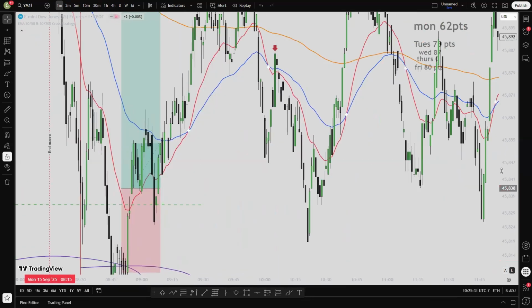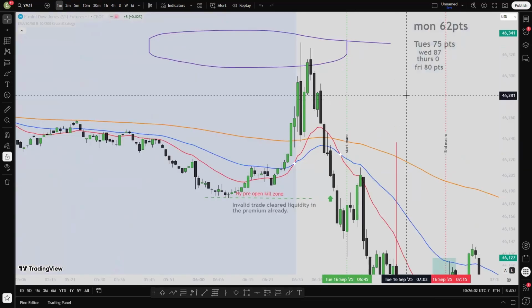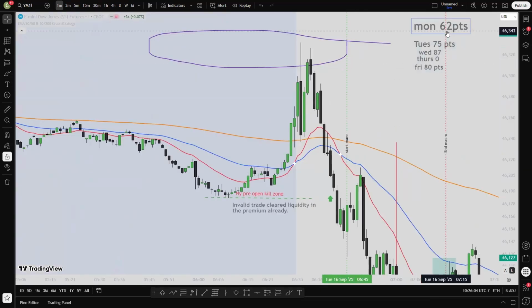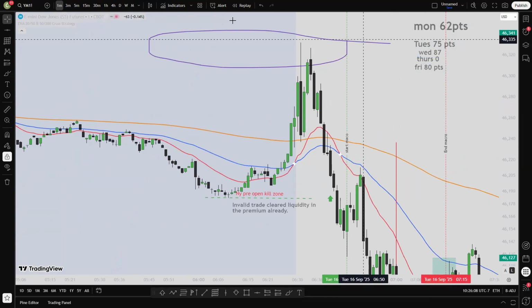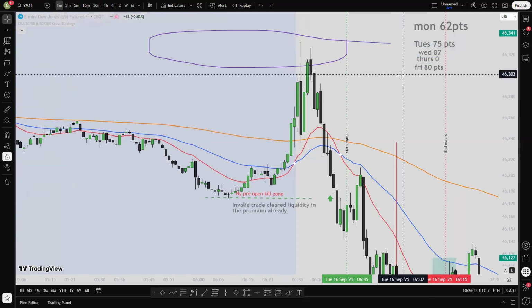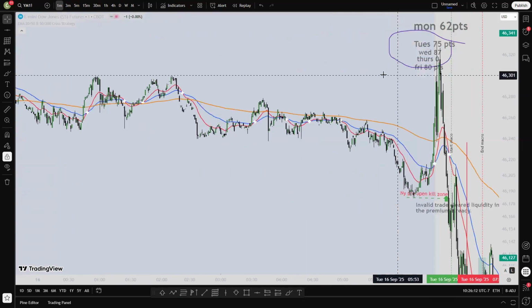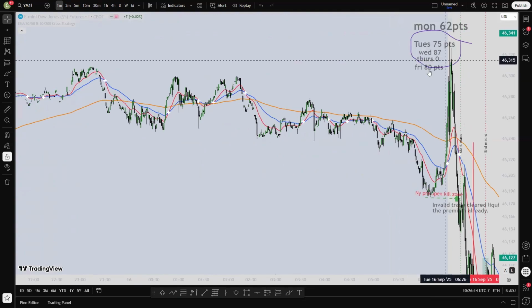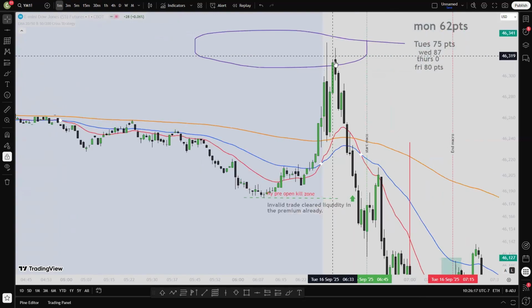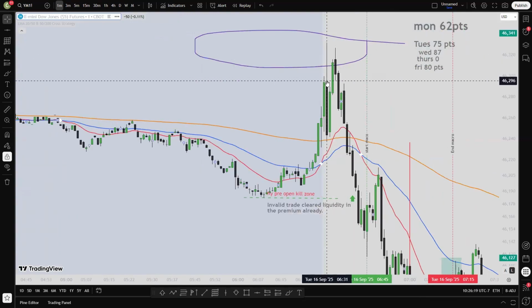So as you can see, we're going to move into Tuesday now. Moving into Tuesday, Monday, we secured 62 points, 62 handles on the day. We have a circle drawn in. So there's been a sweep of liquidity of some sort. I believe this was the London highs. It was. However, it happened up here at 6:30.